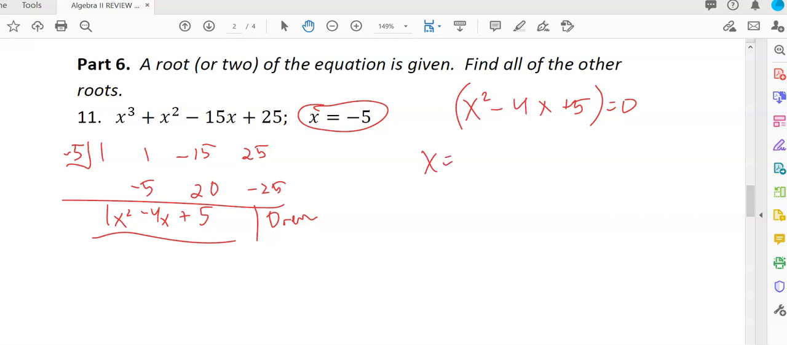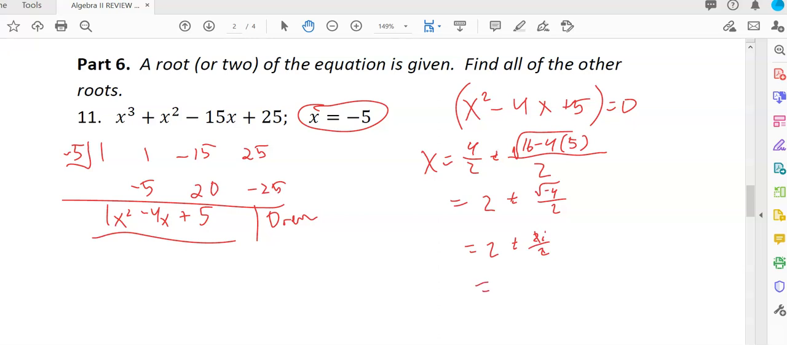So x equals, the opposite of b would be 4 over 2 times 1, because a is 1, plus or minus b squared would be 16 minus 4 times 1 times 5. So this is going to be 2 plus or minus 16 minus 20 is negative 4. So square root of negative 4 over 2. This is 2 plus or minus, that's really 2i over 2. The 2's cancel, so you get 2 plus or minus i.